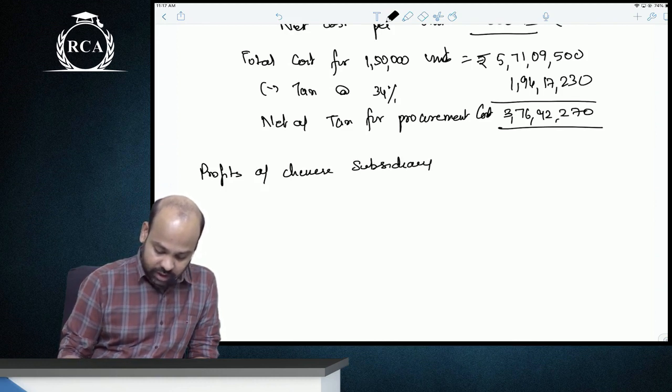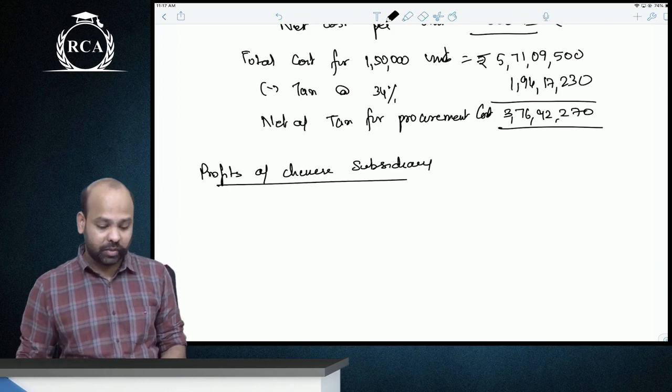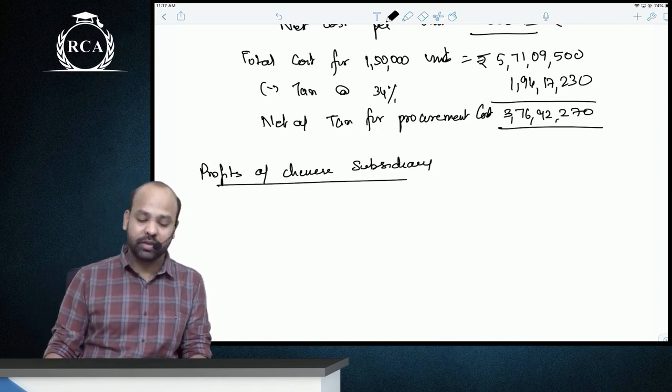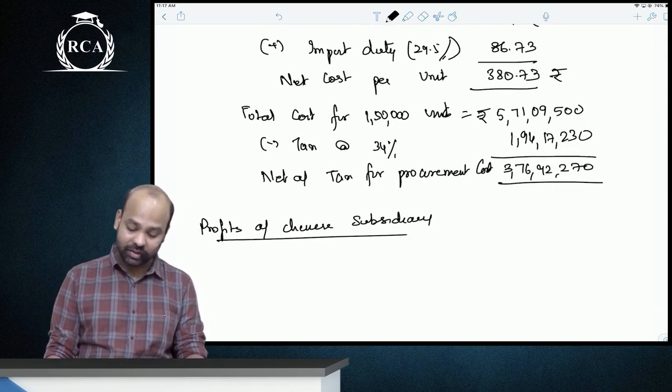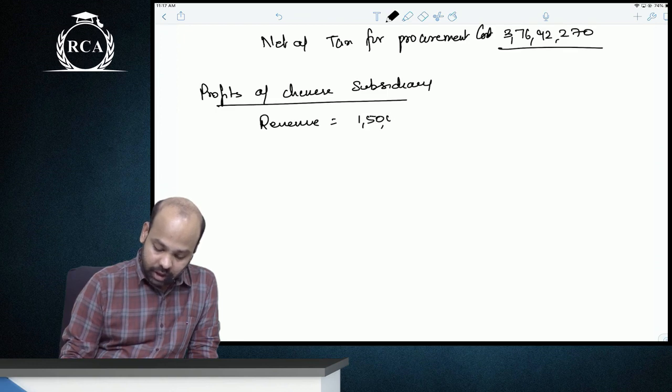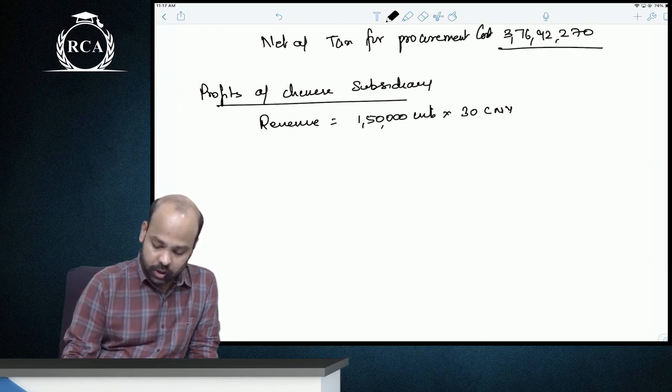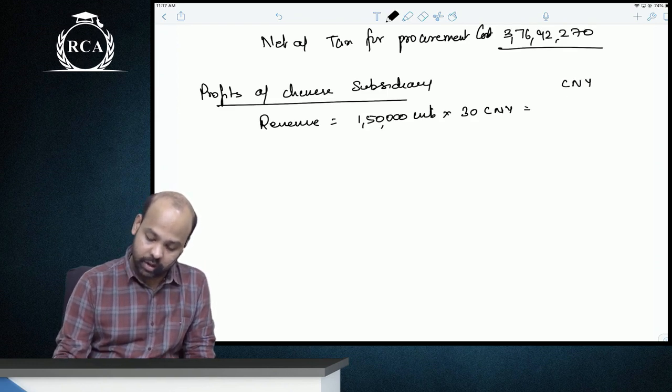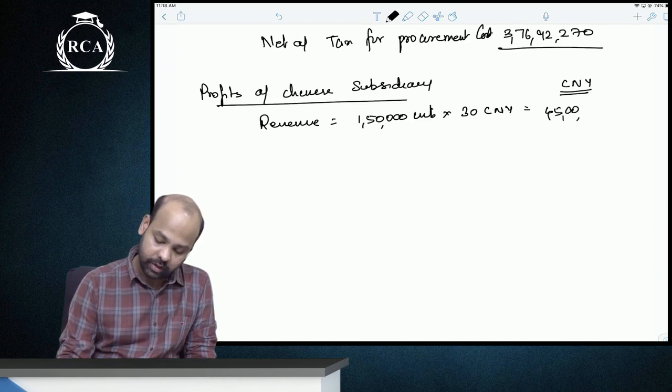Ignoring fixed cost and everything, based on the limited information given. We have variable cost. We know anyways fixed cost will not change, so it's irrelevant for decision making, guys. The revenue for them would be 1,50,000 units into 30 CNY. Remember we are computing it in CNY, Chinese yuan. So that would be 45 lakhs.